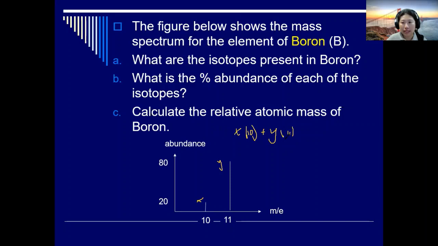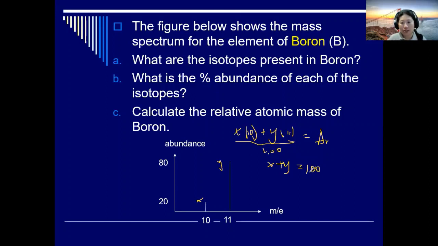If you use percentage, you need to divide by 100, and that equals the relative atomic mass of the boron. Then you have to do the second deduction, x plus y. If your percentage is 100%, then x plus y is 100. But I don't like 100, I like to put this as 1.00.